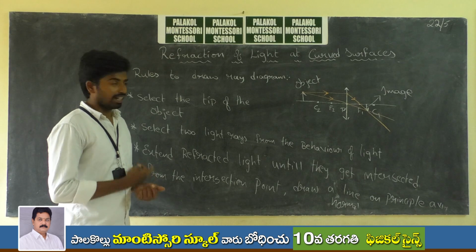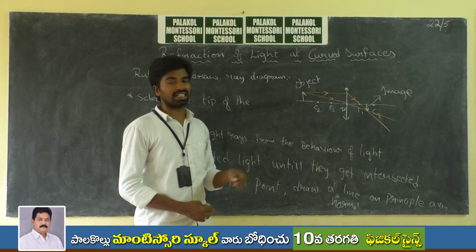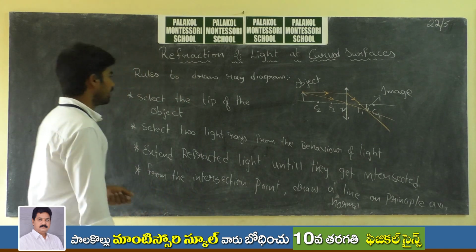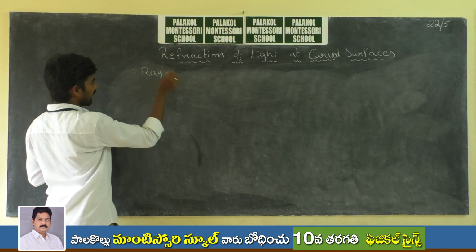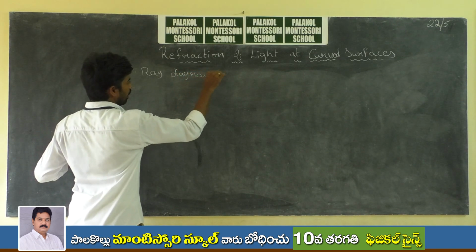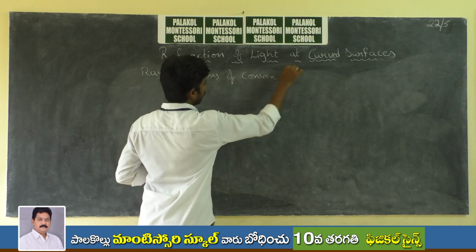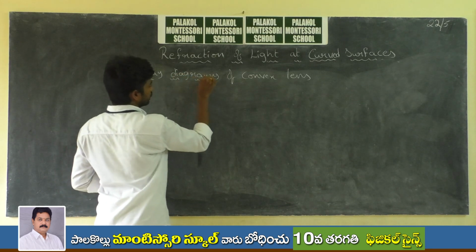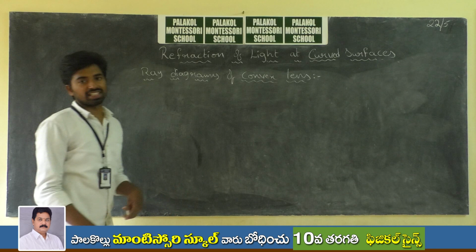So let us draw ray diagrams for the convex lens by placing the object at different distances. Ray diagrams of a convex lens.